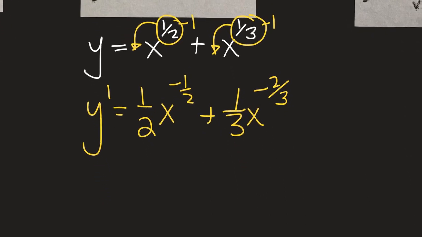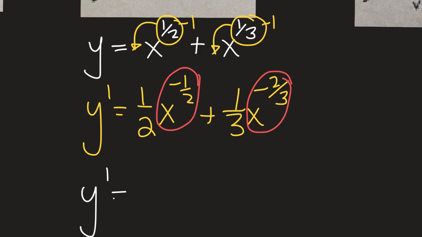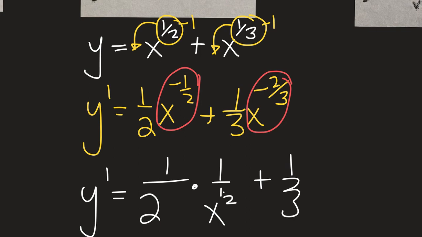So once again, we're going to take our negative powers and move them into denominators. We'll see what happens here. We have a 1 in the numerator, and we already have a 2 in the denominator, times 1 over x to the 1/2, plus 1/3, wow, that's a terrible looking 1/3, times 1 over x to the 2/3.